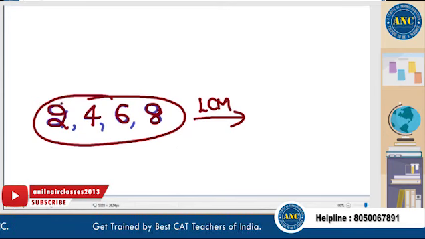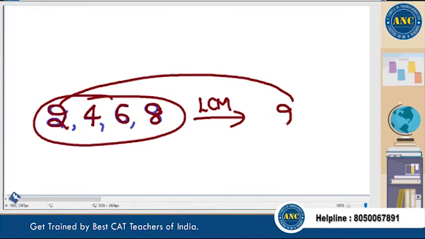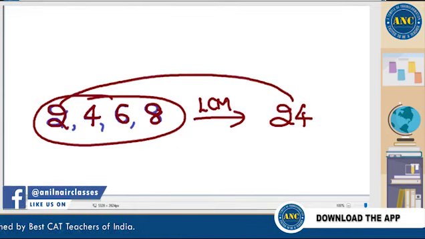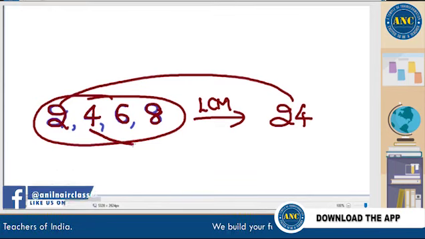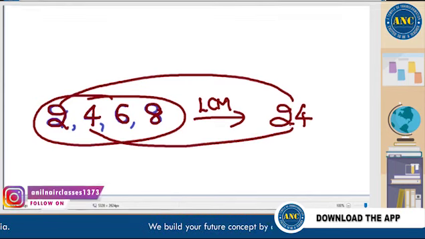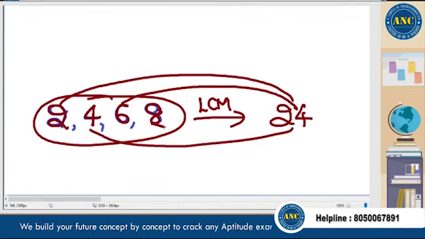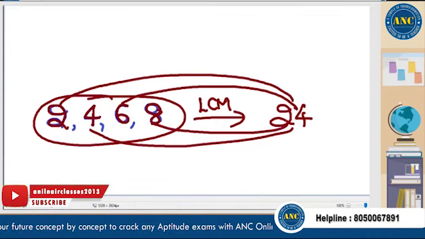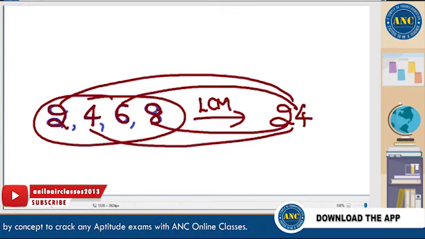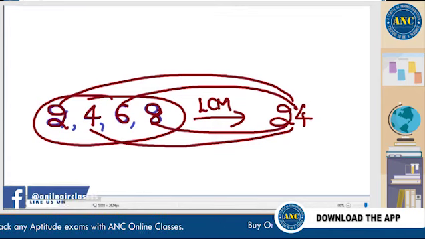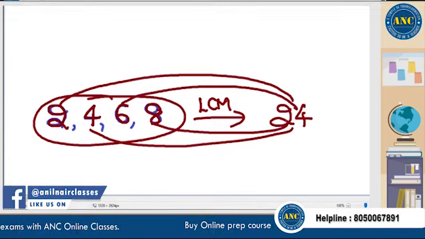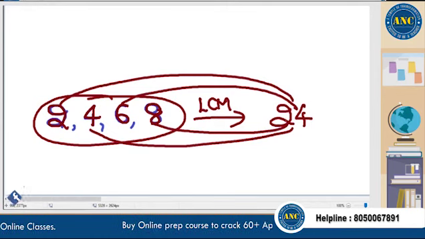That means 2 will come to a number called 24, because 2 into 12 is 24. 4 will also come to 24, because 4 into 6 is 24. 6 into 4 is 24. 8 into 3 is 24. All these 4 people will meet at a common number called 24, and from there we will decide what next can be done. I hope it is clear.